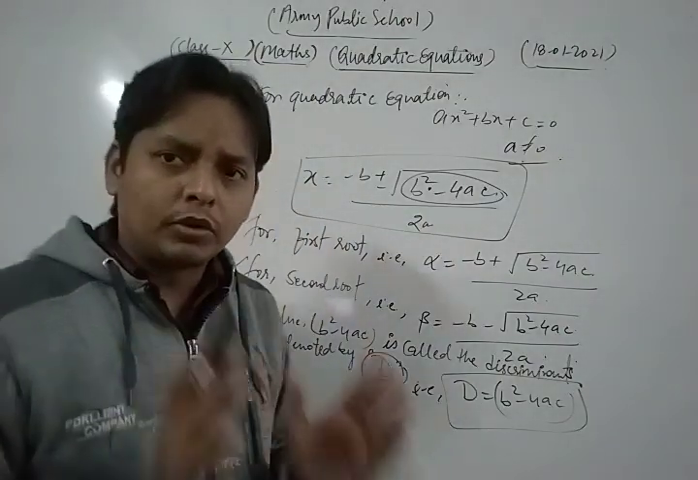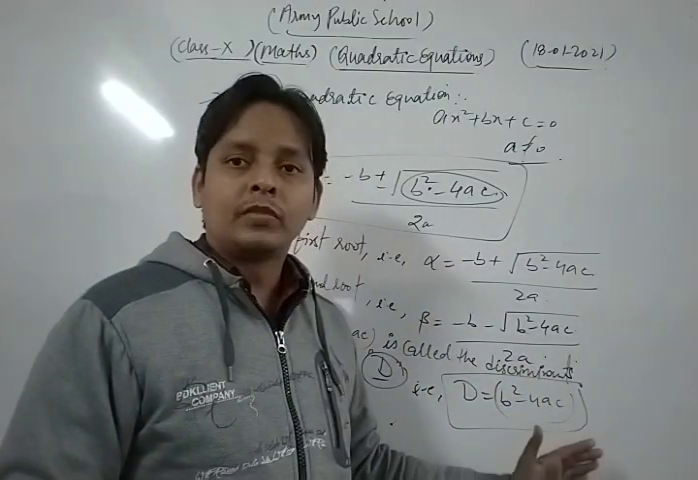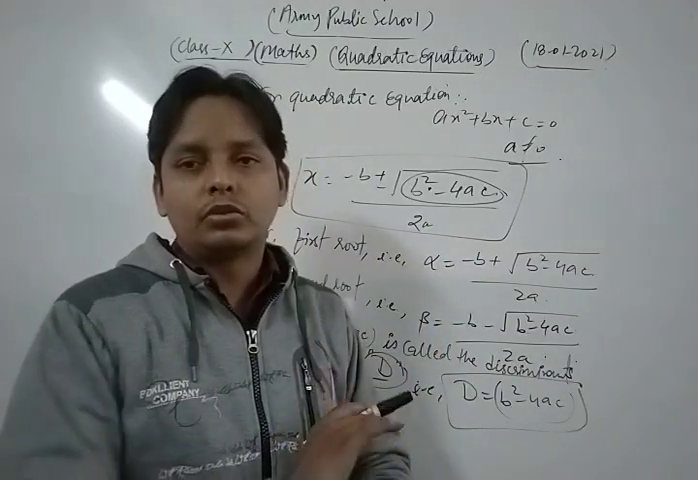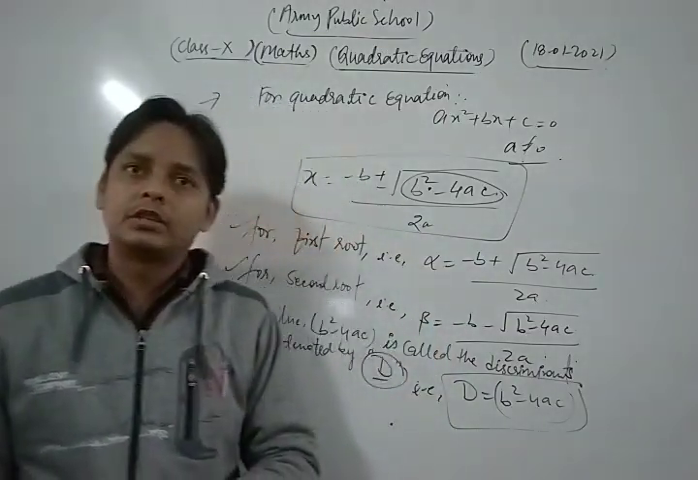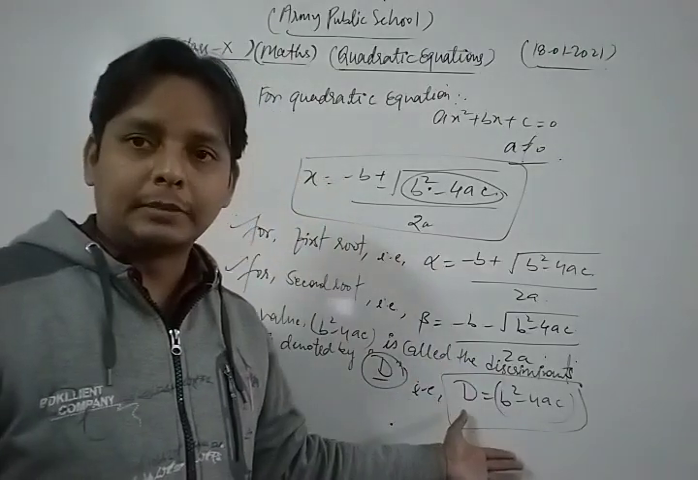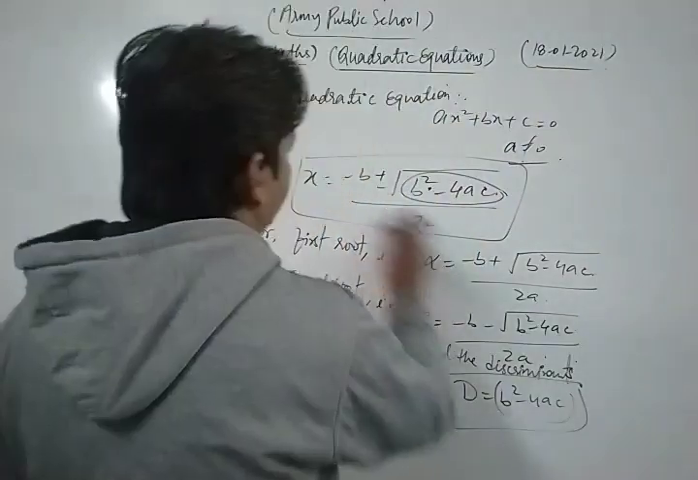This is a very important formula for quadratic equations, because the nature of the roots of the quadratic equation depends on its discriminant, and there are three conditions that arise. Let's see them one by one.